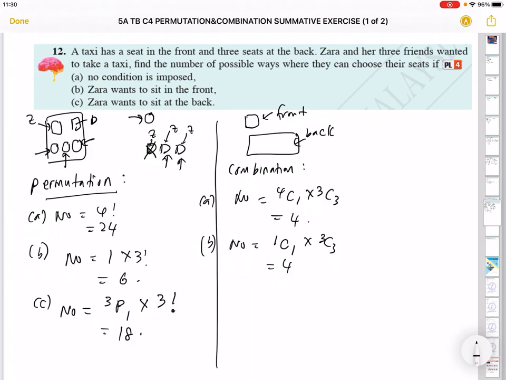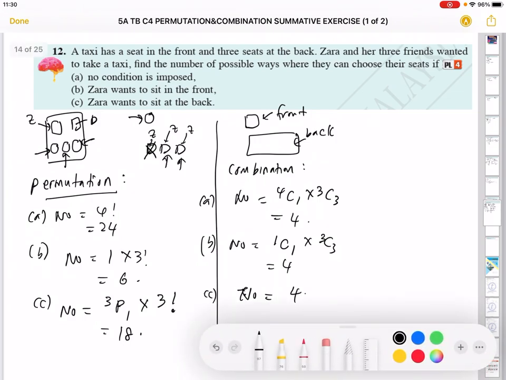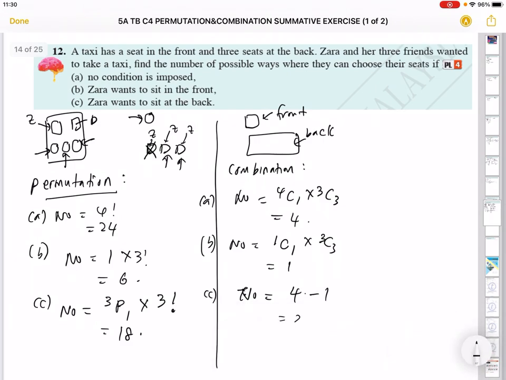And lastly, if Zara wants to sit at the back, they take the total number of ways, which is 4, minus... Okay, I think I made a mistake here. I wrote this wrongly. This is not 4, it's 1. Sorry, I think they wrote 4 minus 1. The answer is 3, which I disagree with. Like I said, I think this should be a permutation, not a combination question, right?